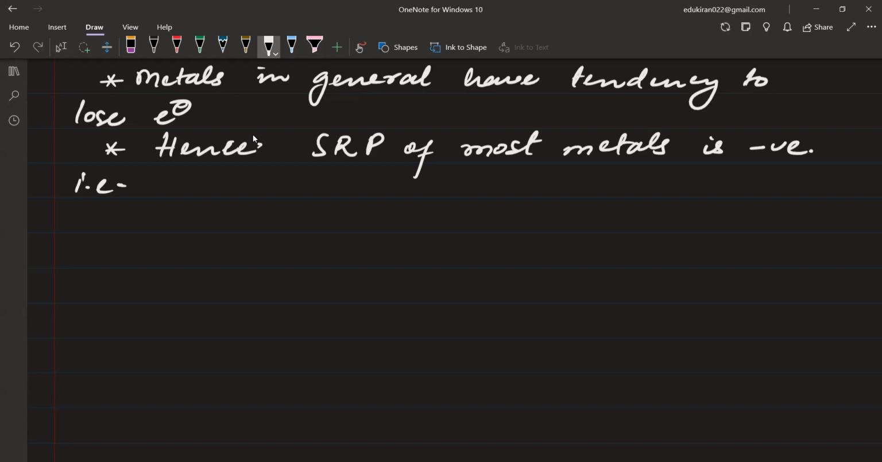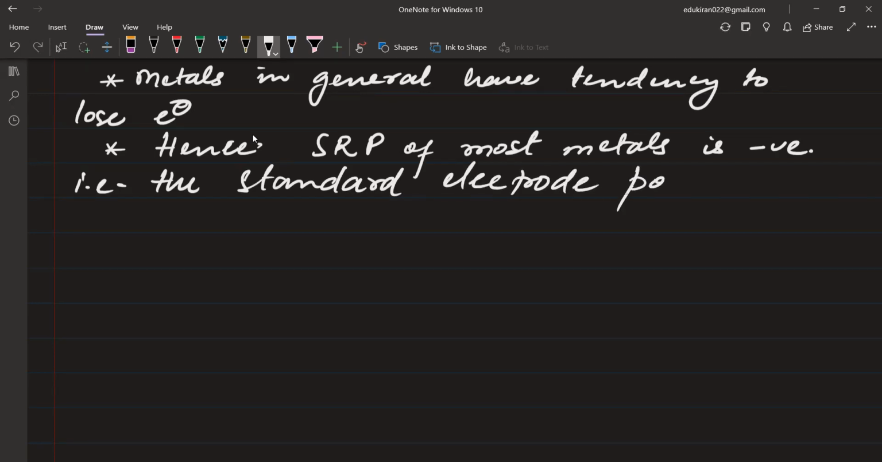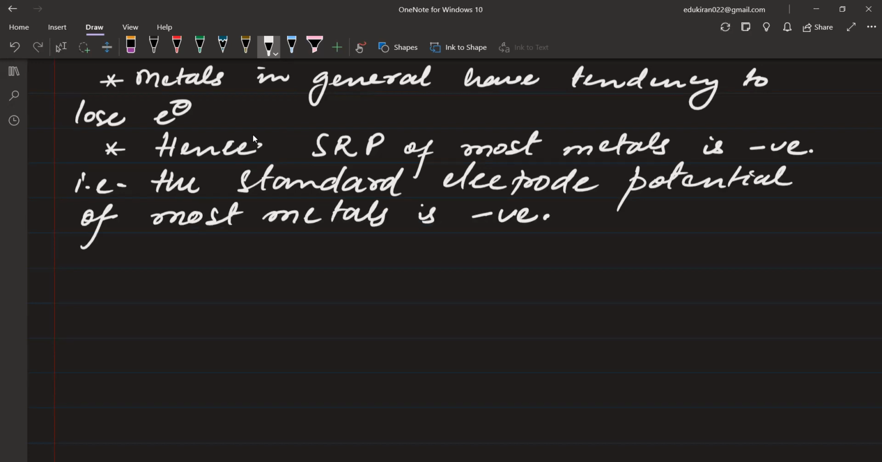That is, the standard electrode potential of most metals is negative, right? You should also remember that according to IUPAC conventions, the standard electrode potential is SRP. Standard electrode potential is taken as SRP only.